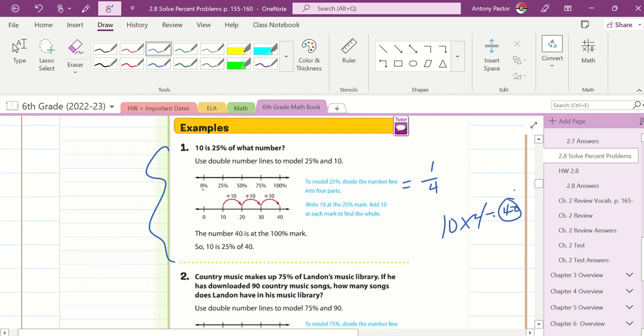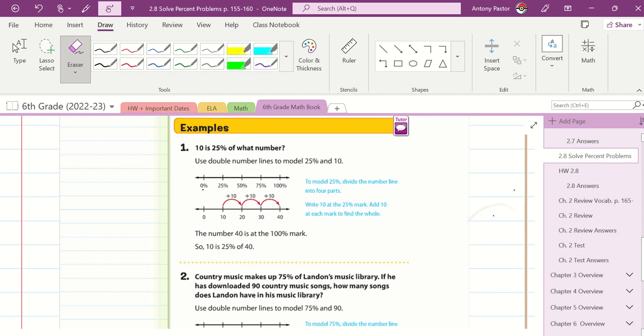But in number lines, they want you to do this. They want you to jump 1, 2, 3, 4, and know that it is 40 that you are jumping to, that 10 is 1/4 or 25% of 40. Again, I am not a fan of this, but if this works for you, more power to you. But again, this is up to you if this is what works for you.